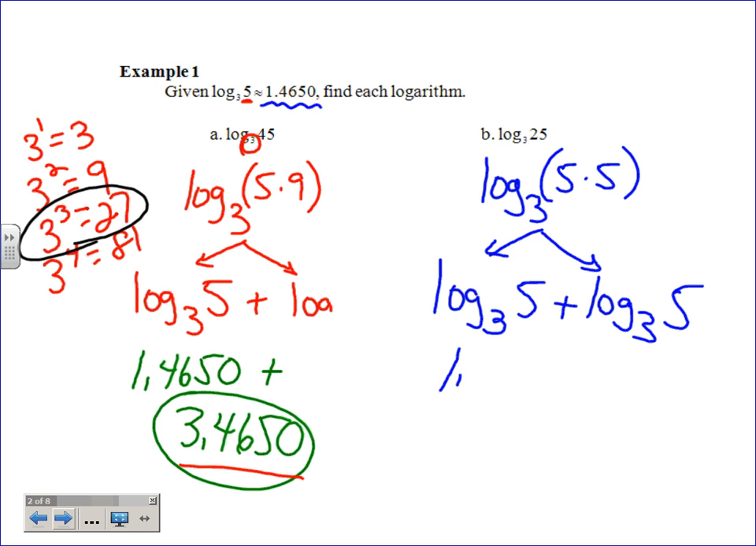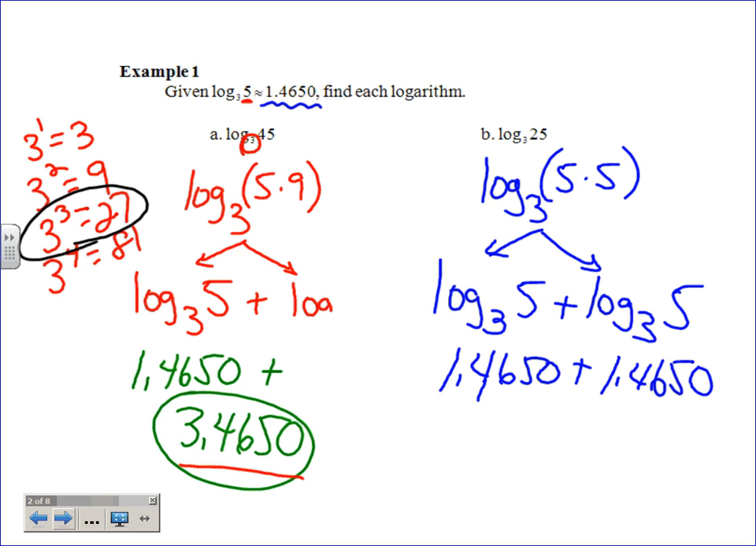It is 1.4650 plus 1.4650. And somebody just said times 2. Would that work if you took 1.4650 times 2? Yeah, it would end up the same way. And I'll show you why it would end up the same way in a second.